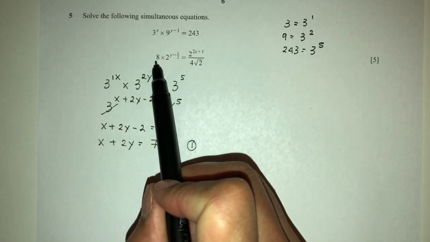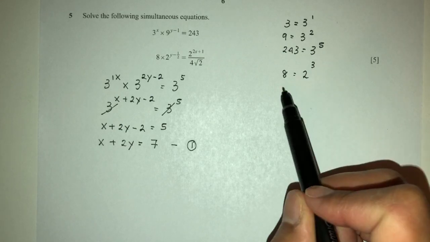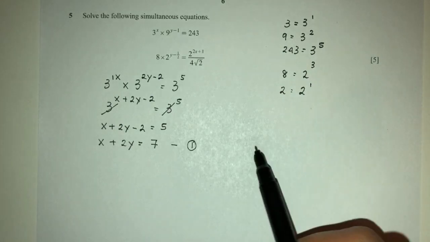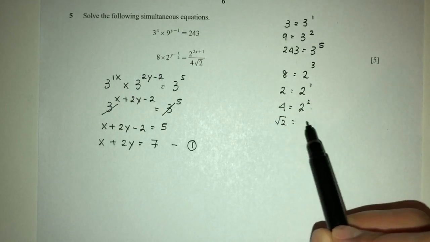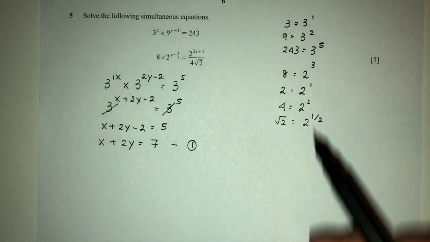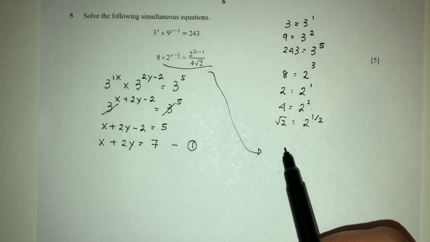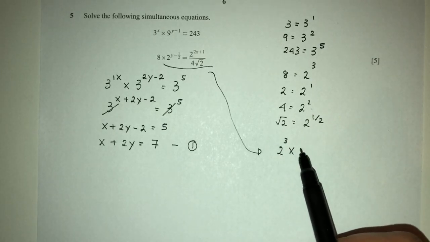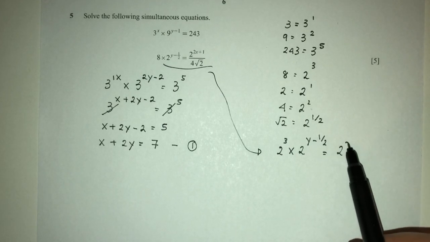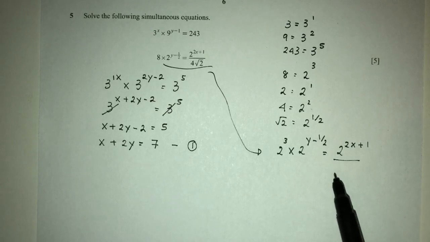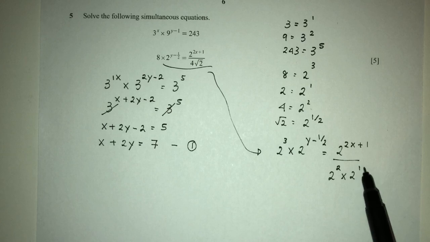Same thing here. If you observe here, we have 8. Now what is 8? 2 power 3. 2 is 2 power 1. 4 is 2 power 2. Root 2 is 2 power half. Now we can just replace the values in this equation. So let's continue that here. 8 is 2 power 3 multiplied by 2 power y minus half is 2 power x plus 1 over, that is 2 power 2 multiplied by 2 power half.